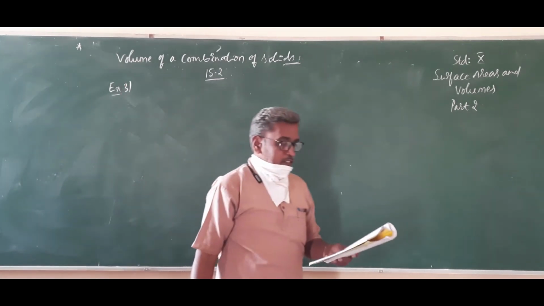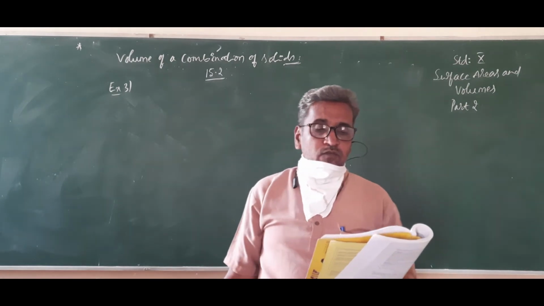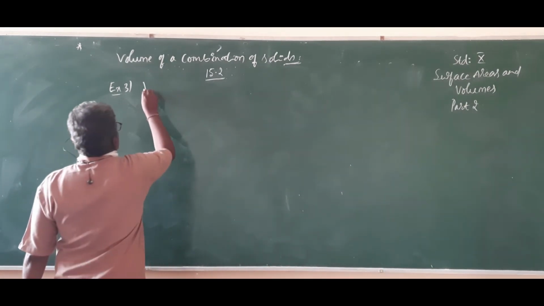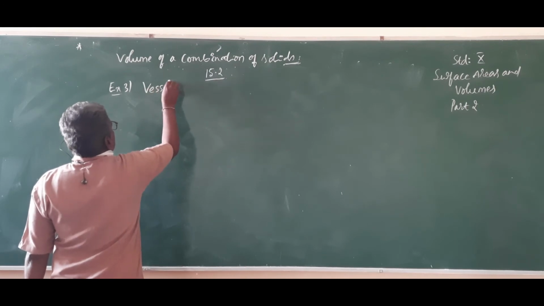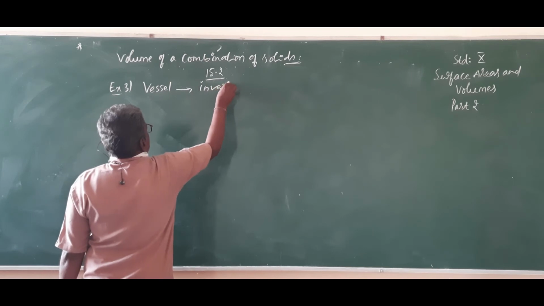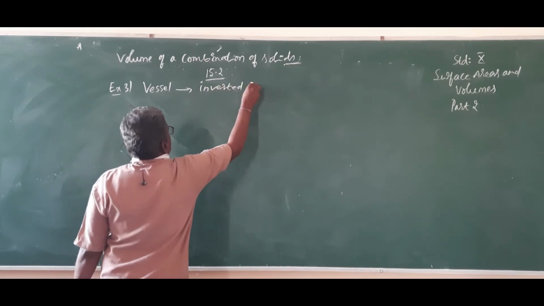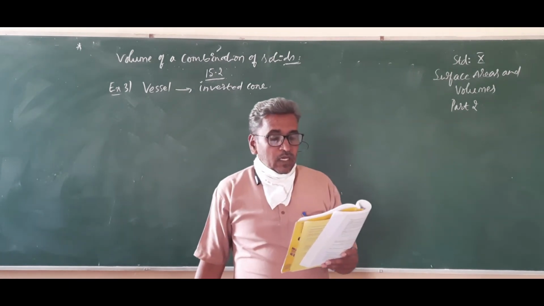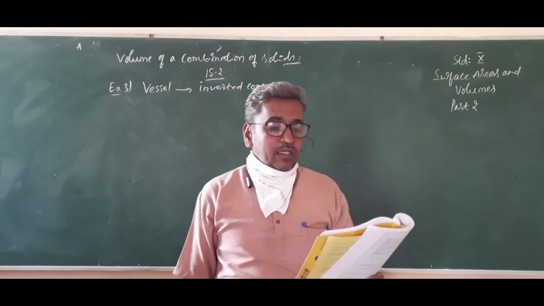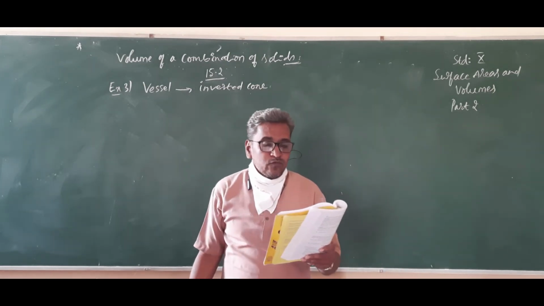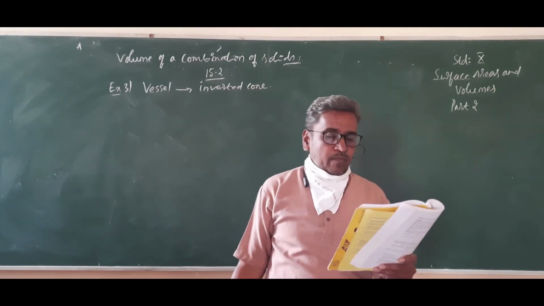This next question: a vessel is in the form of an inverted cone. Its height is 8 cm and the radius of its top, which is open, is 5 cm. It is filled with water up to the brim.